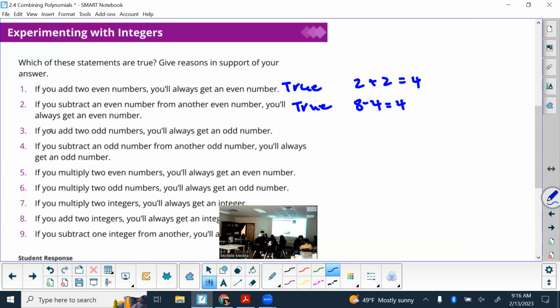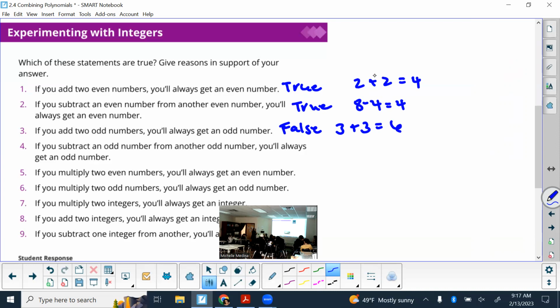Okay. Table 1. If you add 2 odd numbers, you'll always get an odd number. True or false? And why? Sorry, what did you say? 3 plus 3, which are both odd, equals 6, which is even. So for the false one, you just have to find one time where it's false, and then that's justification enough.